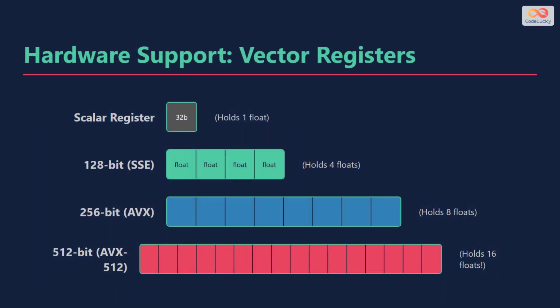How does the hardware actually do this? It uses special, extra-wide registers. A standard register might hold just one number, like a 32-bit float. But SIMD registers, like SSE, AVX, and AVX512, are much wider. A 512-bit register can hold 16 separate numbers at once. This allows the CPU to perform math on all 16 of those numbers simultaneously.